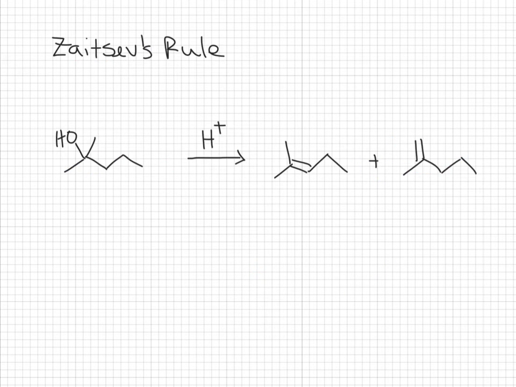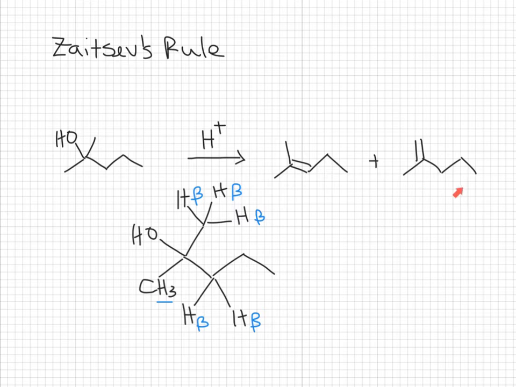In cases where there are multiple beta hydrogens, product mixtures are formed. When we examine the starting material, we see that there are three different groups of beta hydrogens. The major product results from the removal of a proton from the carbon bearing the fewest beta protons. This observation is known as Zaitsev's rule.